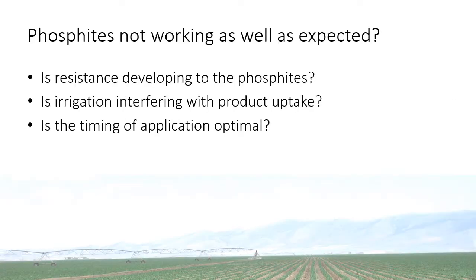We've been asked lately if phosphites are not working as well as expected, and this is an observation that's come up the last couple of years as growers have used them and felt they're not working as good as we first saw. So one of the first questions was, is resistance developing to the phosphites? And the short answer to that is no. We are not seeing resistance develop in the pink rot pathogen population.